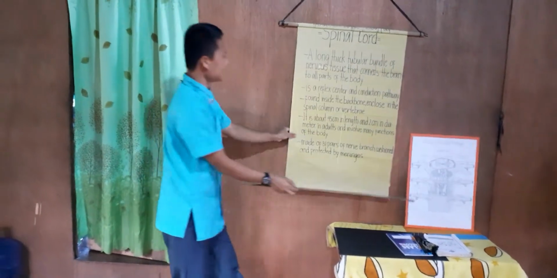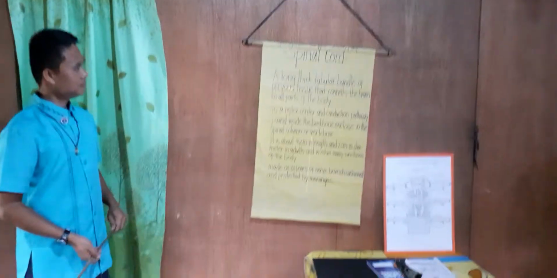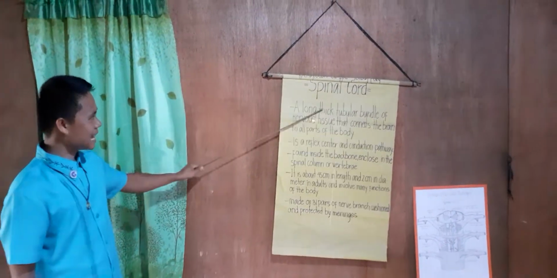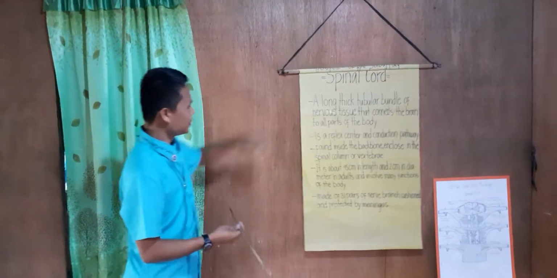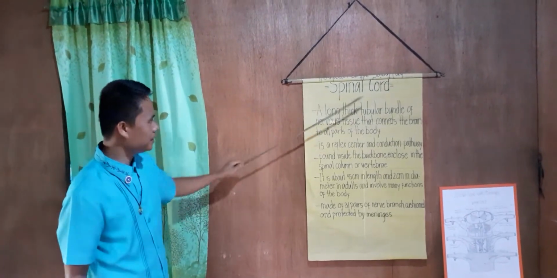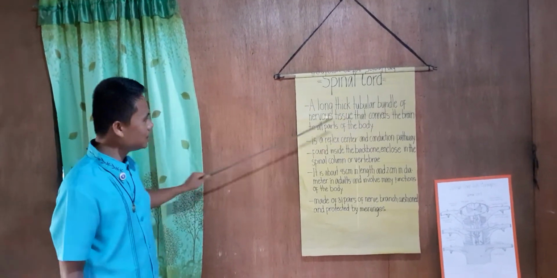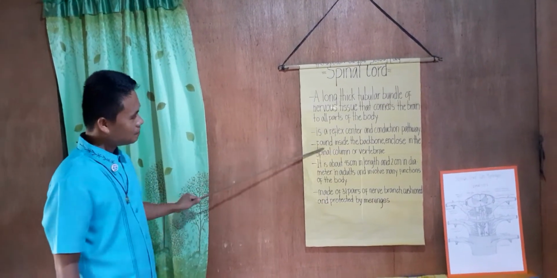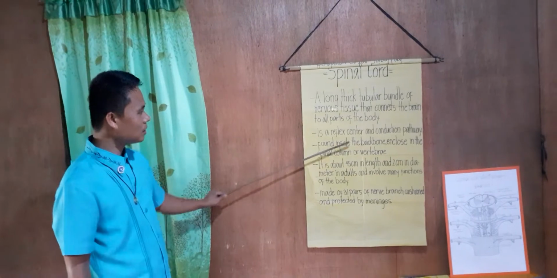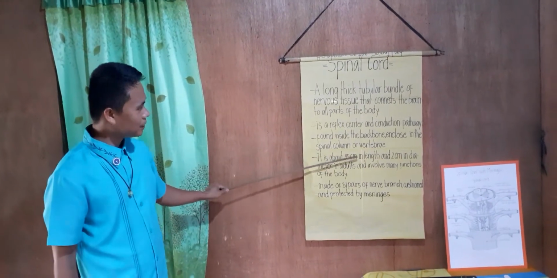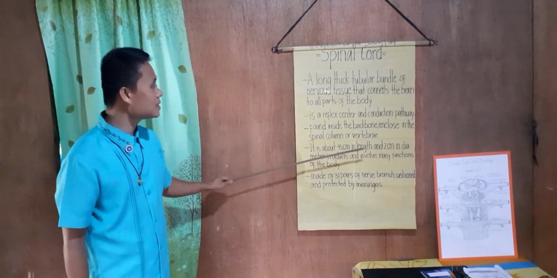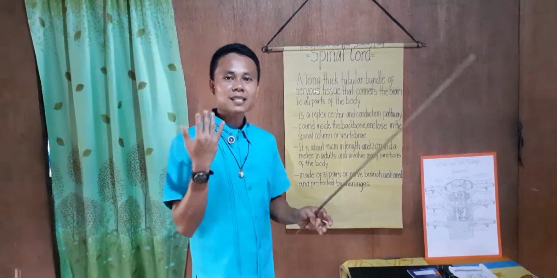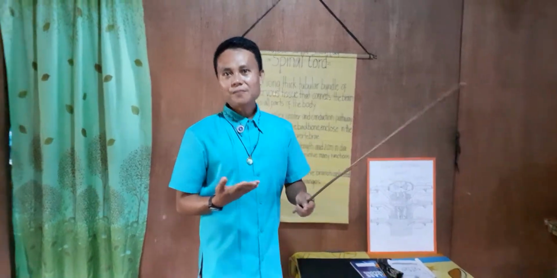Okay, class, please everybody read. Okay, very good, class. So this is about the spinal cord. The spinal cord is a long, thick, tubular bundle of nervous tissue that connects the brain to all parts of the body. This is a reflex center and conduction pathway. It is inside the backbone, enclosed in the spinal column or vertebrae. It is about 45 cm in length and 2 cm in diameter. And the spinal cord has 31 pairs of nerve branches.